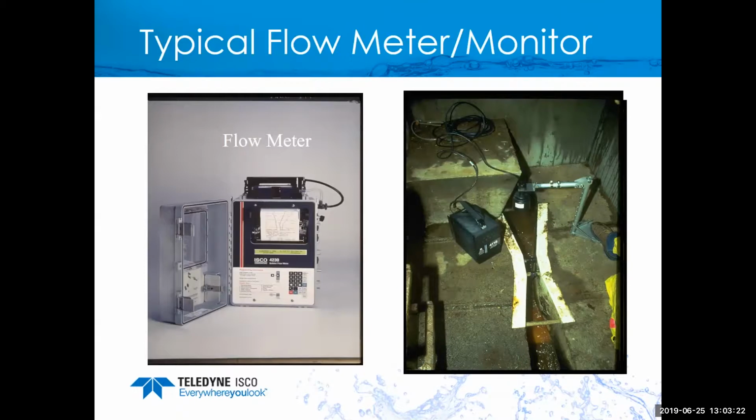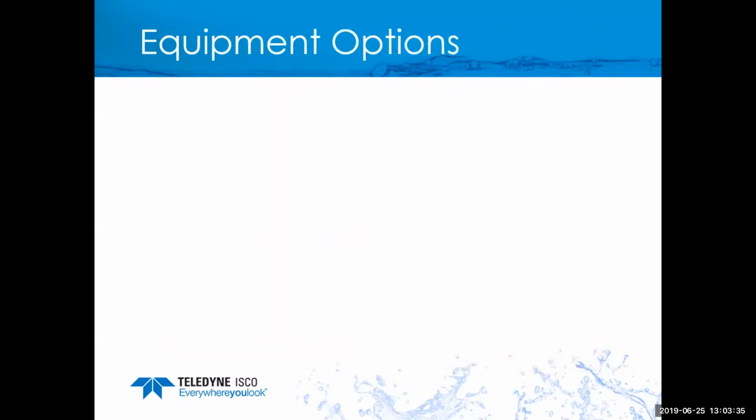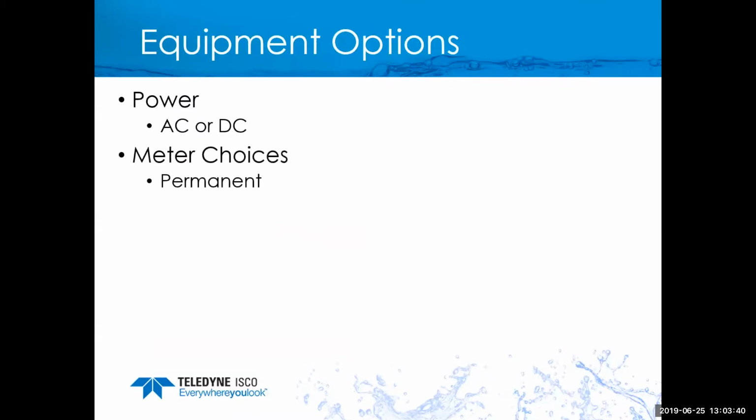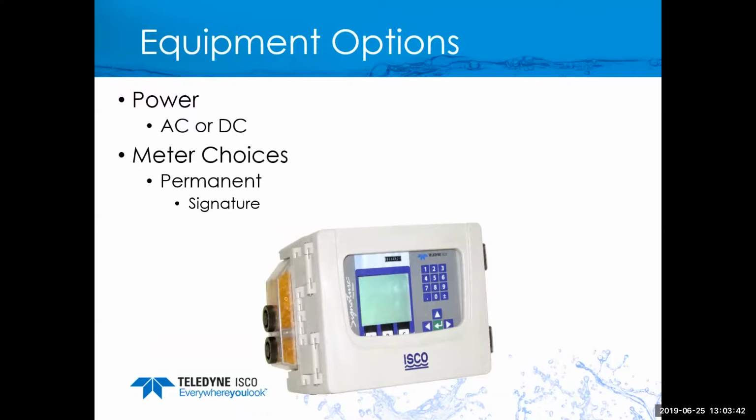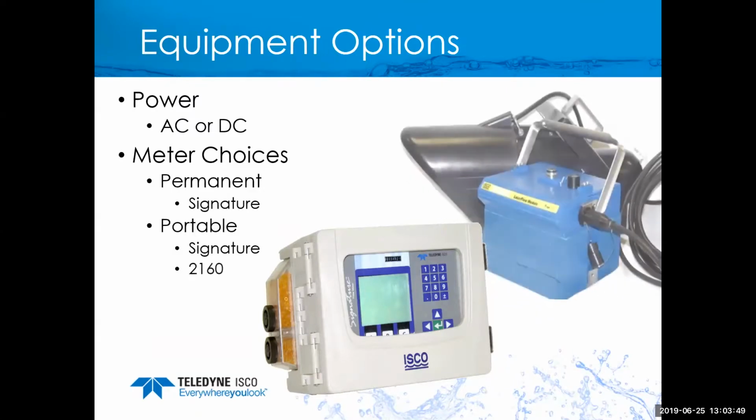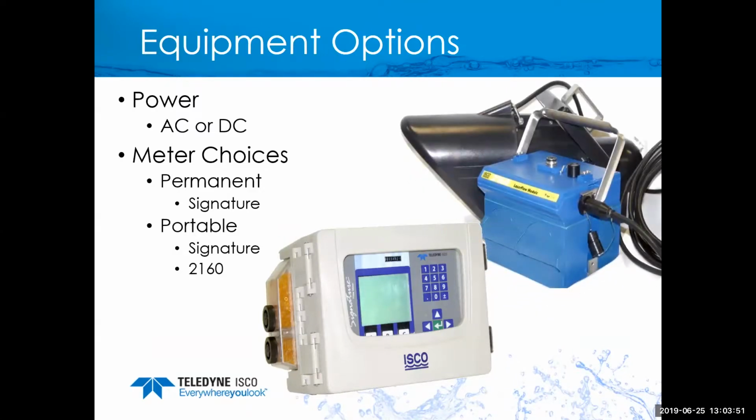These pictures are something you may have seen in the past, which would be one of the older style flow meters, with a built-in printer, keypad and display. The one on the right is a flow logger. These are some of the older ones that we had, and we've since upgraded those. Depending on what your power options are, you have the Signature, which is the more permanent meter. We also have a portable version of Signature, but most commonly when you use a portable, you're probably going to be looking at a 2100 series flow meter.